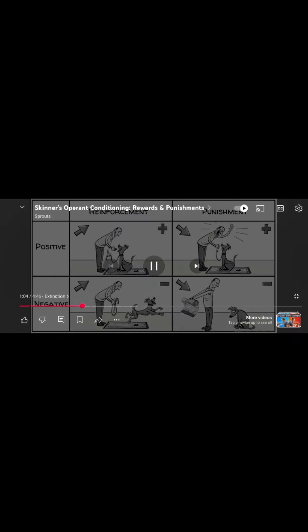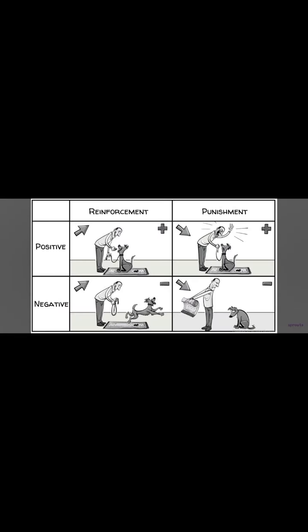If we stop any sort of manipulation, the conditioned behavior will eventually disappear again. This is called extinction.